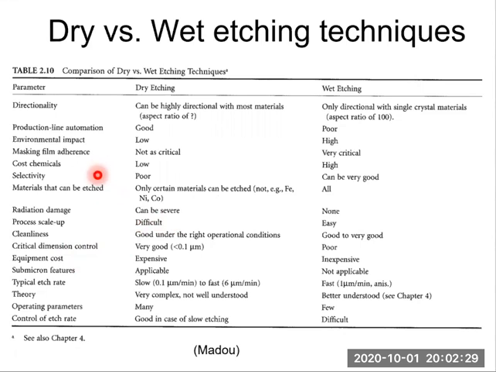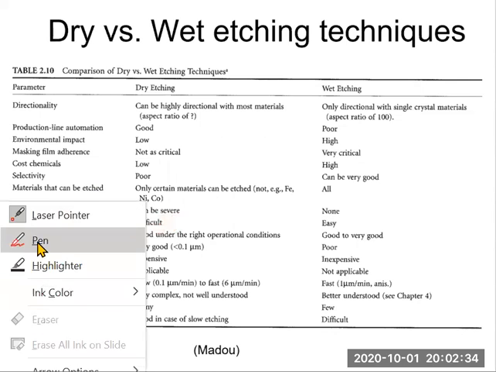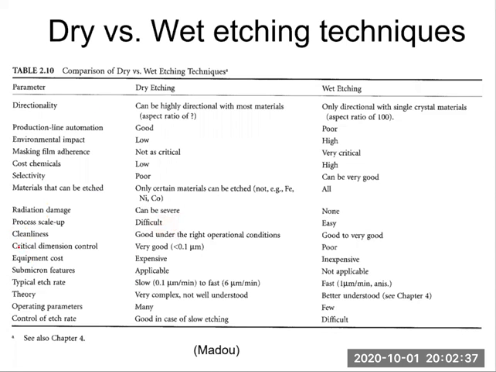Critical dimension control, that's the important aspect. Dry etching could be very good: less than 0.1 micrometer, or 10 nanometer, even smaller. Wet etching is poor, because in most cases wet etching is isotropic, so there will be lateral undercut. So the critical dimension control is poor.